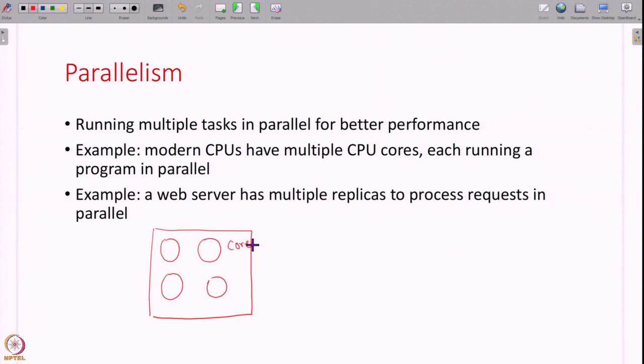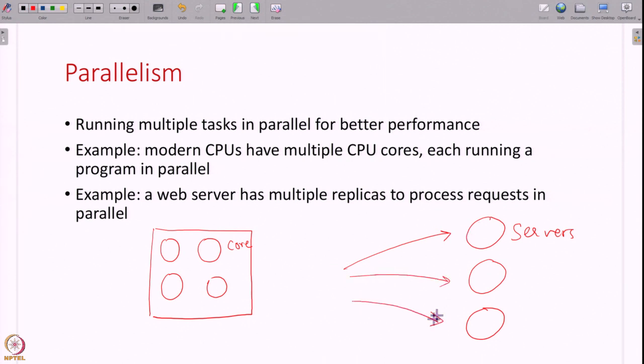Another example is that you can even have parallelism at the level of servers. If you go to a large website, the website has multiple web servers, multiple replicas of web servers. Whenever a web request comes, some requests are handled by this server, some by that server, so that in parallel you can serve a large amount of traffic and no one server gets overloaded. So this is the concept of parallelism, to do things in parallel, usually for better performance.